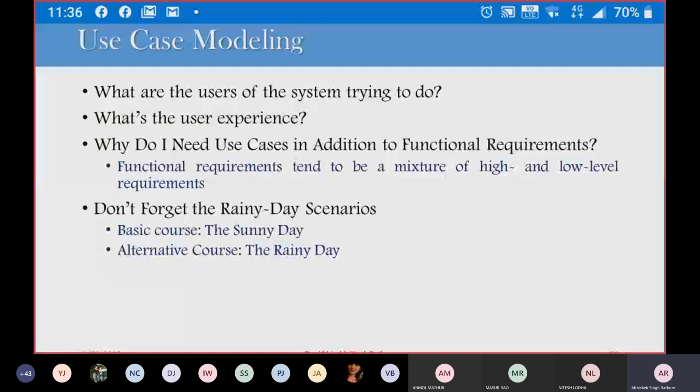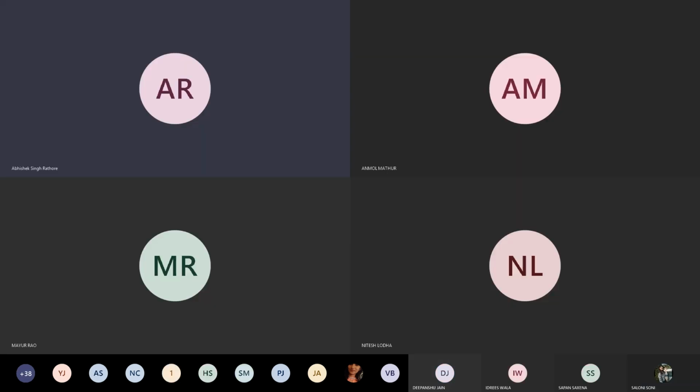What is the rainy day scenario? When we model some functional requirements, we have to consider the alternate course of action. For example, our functional requirement is login to our system. This is the good case, and it is available for us. But what is the problem associated with this?